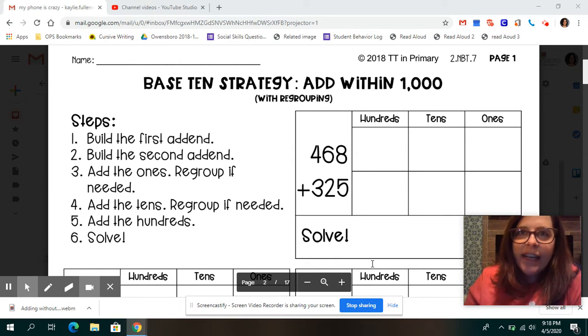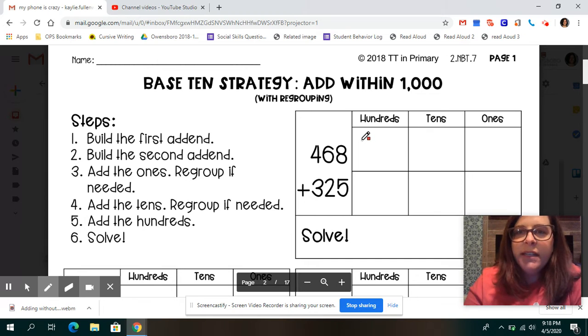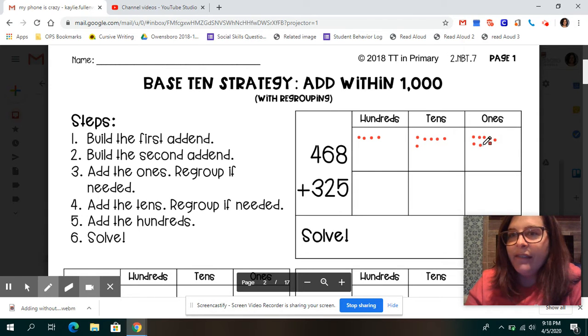So the first thing that I need to do every time is build that first number in my place value chart. So 468 has four hundreds, 1, 2, 3, 4, and then 6 tens, 1, 2, 3, 4, 5. And just like the last one, I try to put 5 in each row. That way I can see when I have 10. 1, 2, 3, 4, 5, 6, 7, 8. Okay, see how I did that?